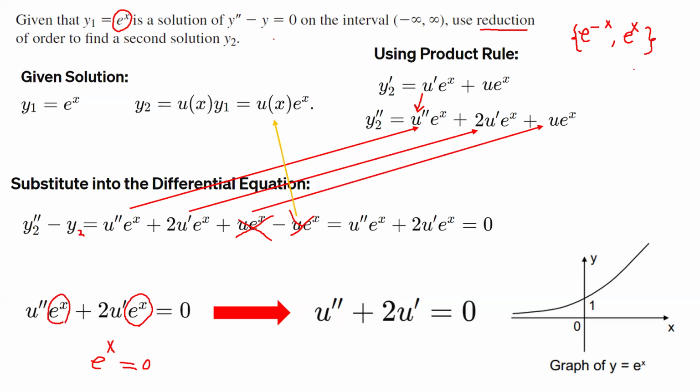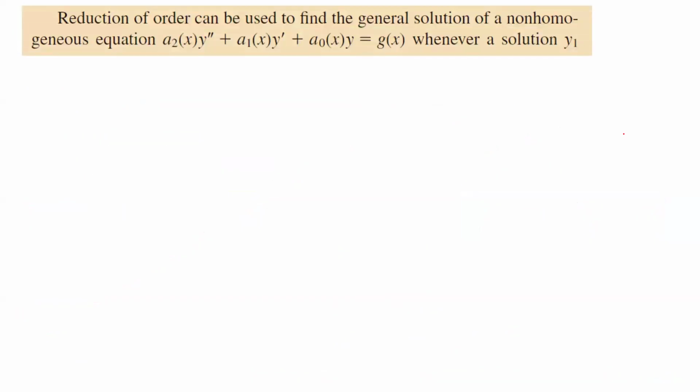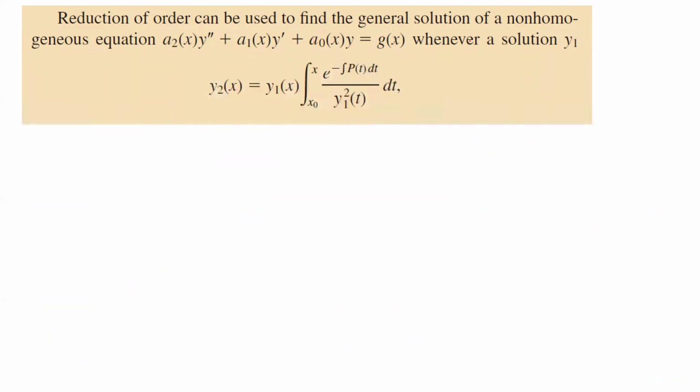Now let me show you how to apply a shortcut. In applying the shortcut, if you have a non-homogeneous differential equation, a sub 2 of x times the second derivative of y, plus a1 of x y prime plus a sub 0 of x y equal to g of x, and if you have y1 as a solution of this differential equation, you can find y2 by applying the following formula. y2 is y1 times the integral of e to the negative integral of P(x) dx divided by y1 to the second power.